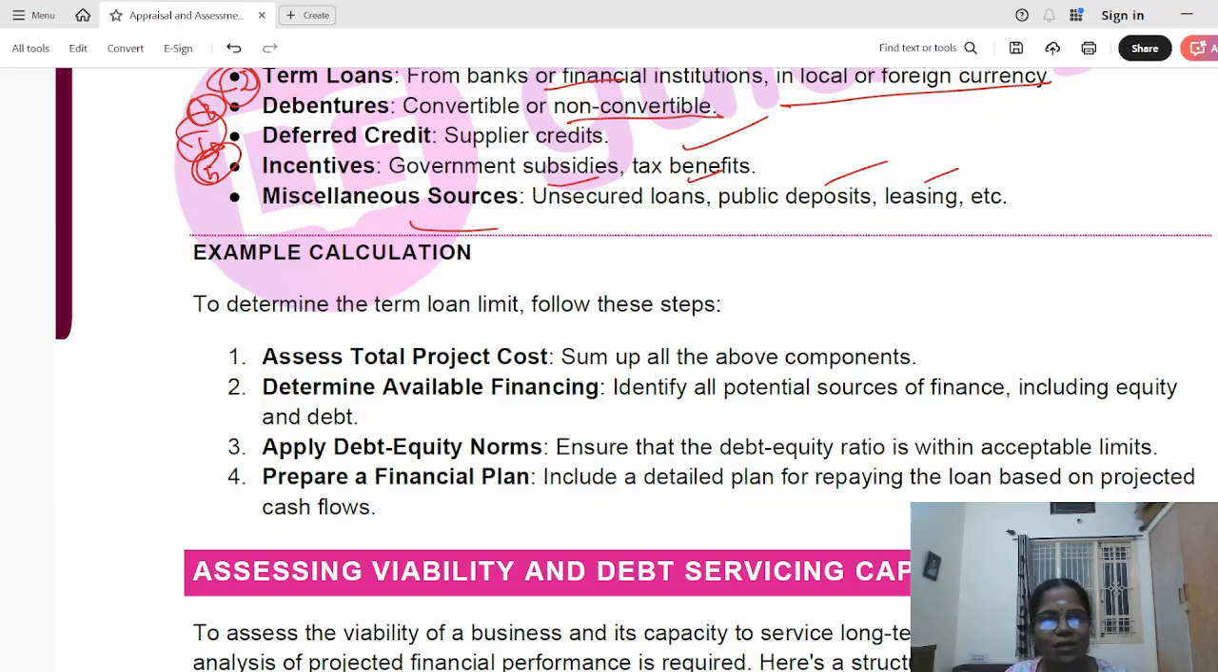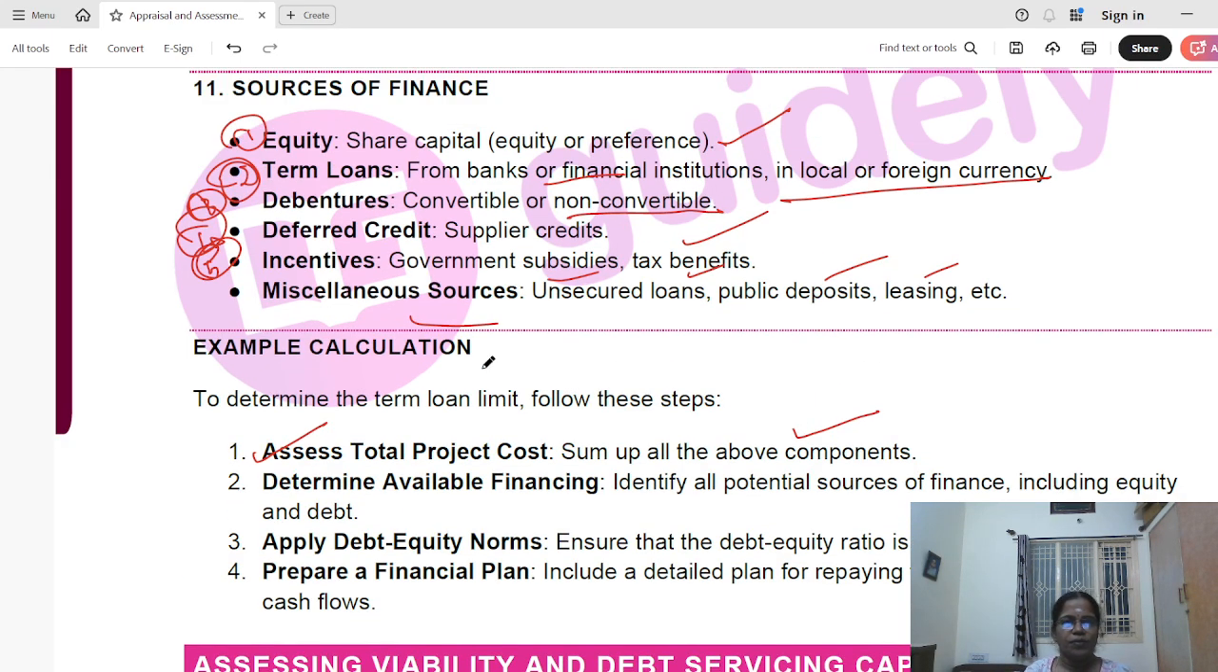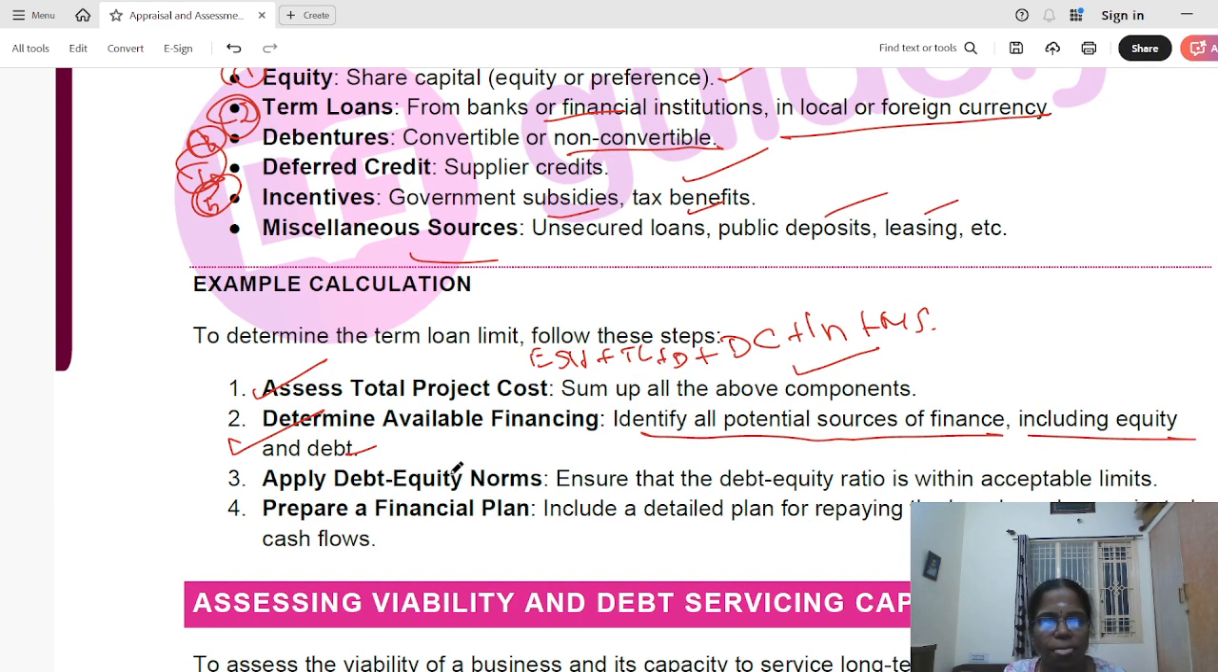So these are the example calculations to determine the long term loan limit; what kind of calculations can be done. Assess total project cost: sum up all the above components given earlier, that is equity share capital plus term loan plus debentures plus deferred credit plus incentive plus miscellaneous sources, everything. Determine availability of financing: how much financing is available from potential sources, including equity and debt together. Apply debt equity norms: the debt equity ratio is within acceptable limit. Prepare a financial plan: they have to prepare a total financial plan in order to project the cash flows.